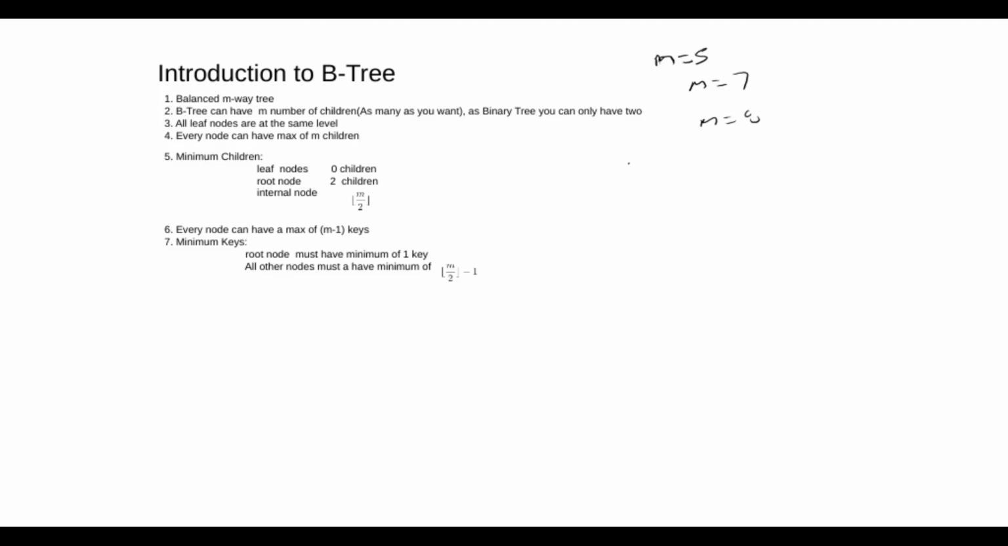Every node can have a maximum of M children. So let's say you have a node with M of 5. You can have 5 children. I'm not going to draw that one out. And the minimum, we'll draw it out later. The minimum number of children leaf nodes can have is 0 children. Leaf nodes don't have children. That's why they're called leaf nodes.